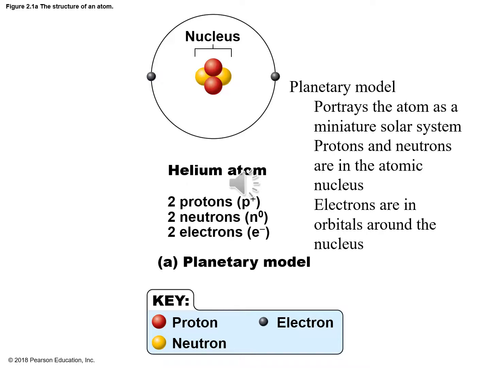In this case, we're looking at a helium atom. It has 2 protons, 2 neutrons, and 2 electrons. The planetary model is a little out of date, but is still used for ease of comprehension.